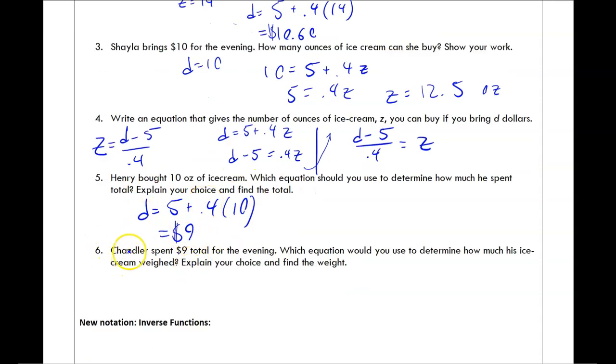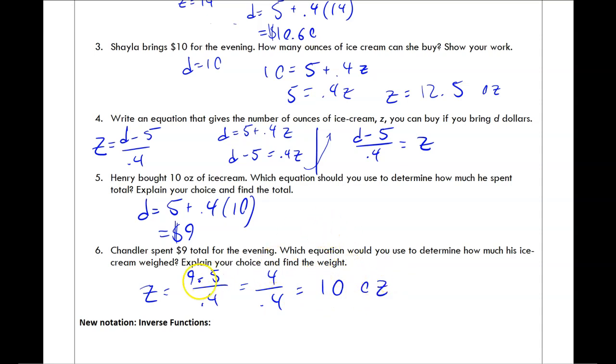And then Chandler, I guess these guys are from Friends, is spending $9, and I'm asked to figure out how I would determine how much his ice cream was, right? Well, here I should use my equation for Z because I'm solving for Z, right? It's already done for me. So it would be 9 minus 5, and then over 0.4, which also, of course, gives you 10 ounces.